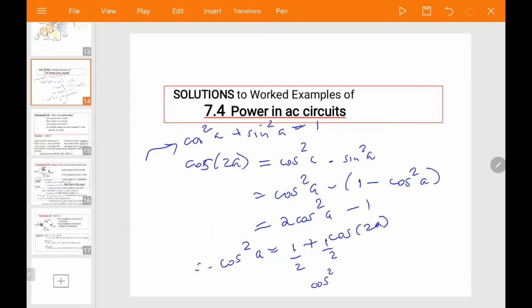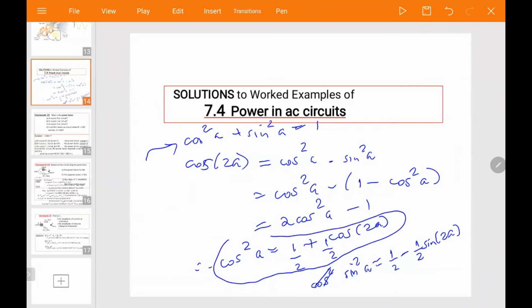Let's simply go over to sine squared A. So you get sine squared A is equal to a half minus a half of sine of 2A. You just have to believe me. You can carry out the mathematics by yourself. These two things, you really need their knowledge.